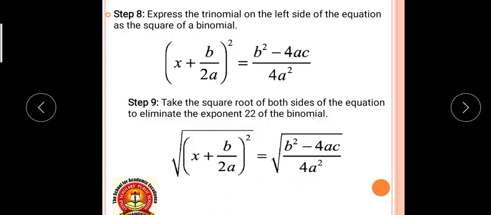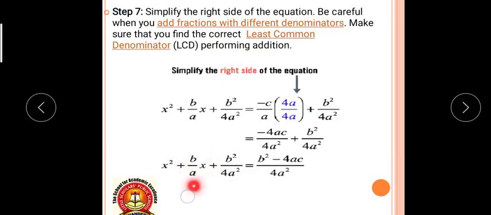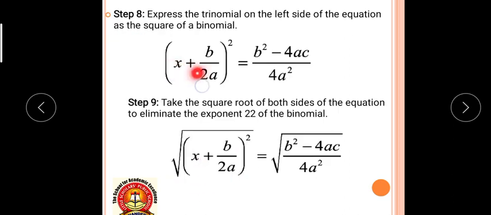After getting this, we have to write the left side as the square of a binomial. So x plus b upon 2a whole square. We are taking this by using the identity a plus b whole square. So x plus b by 2a whole square is equal to b square minus 4ac upon 4a square. By taking the square root of both sides, and all these points you have to note down in your diary.